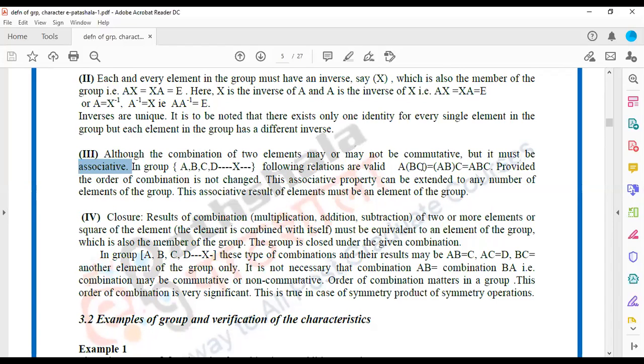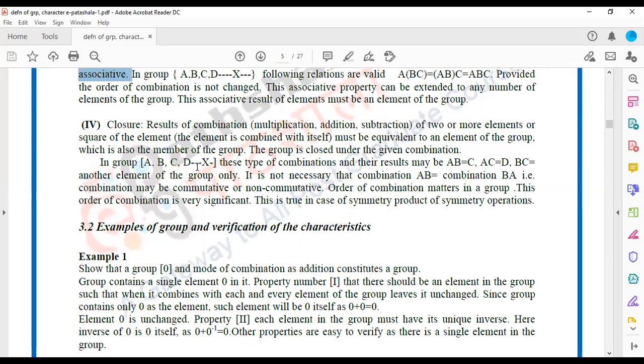So I am doing BC first, then A, then AB, then C. These two combinations I can do, or without any combination, if I multiply also, I should get the same structure. So that is known as the associative rule.